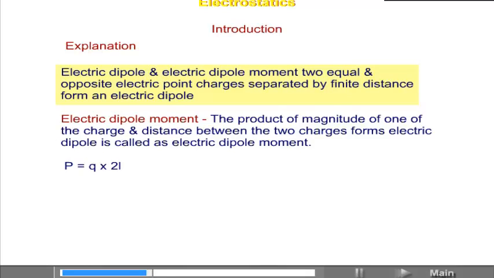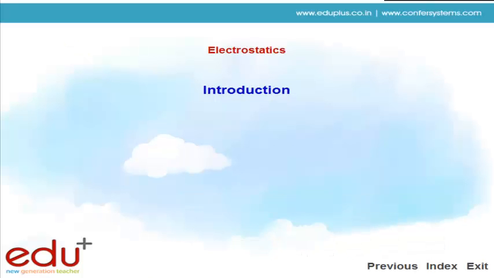Electric dipole and electric dipole moment. Two equal and opposite electric point charges separated by a finite distance form an electric dipole. Electric dipole moment. The product of the magnitude of one of the charges and the distance between the two charges forming the electric dipole is called the electric dipole moment. P is equal to Q multiplied by 2L.